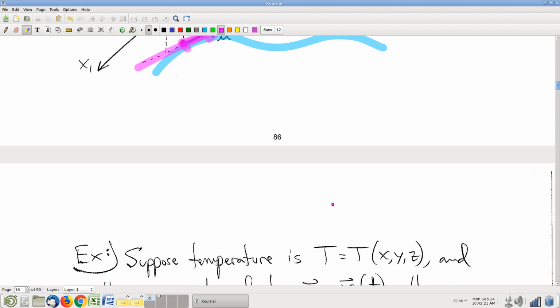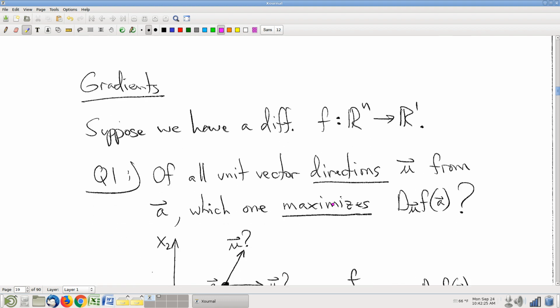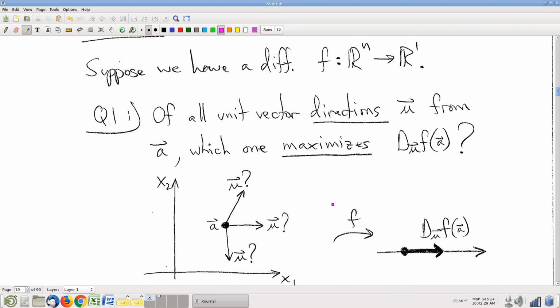And it's unexpected how this comes up, but it is very cool to know. So I'm going to start with a question. Suppose you have a differentiable function. Here we are. There's our differentiable function. We're at some point in the domain.